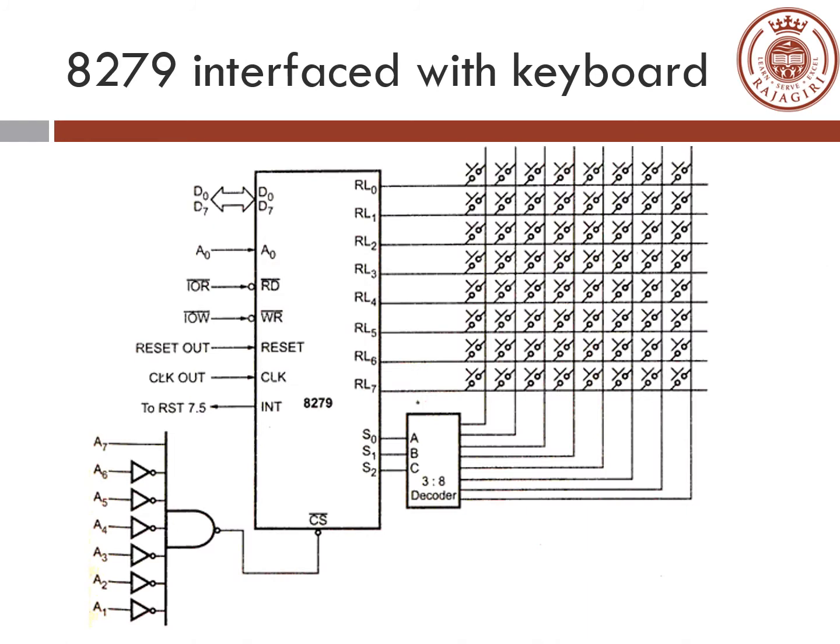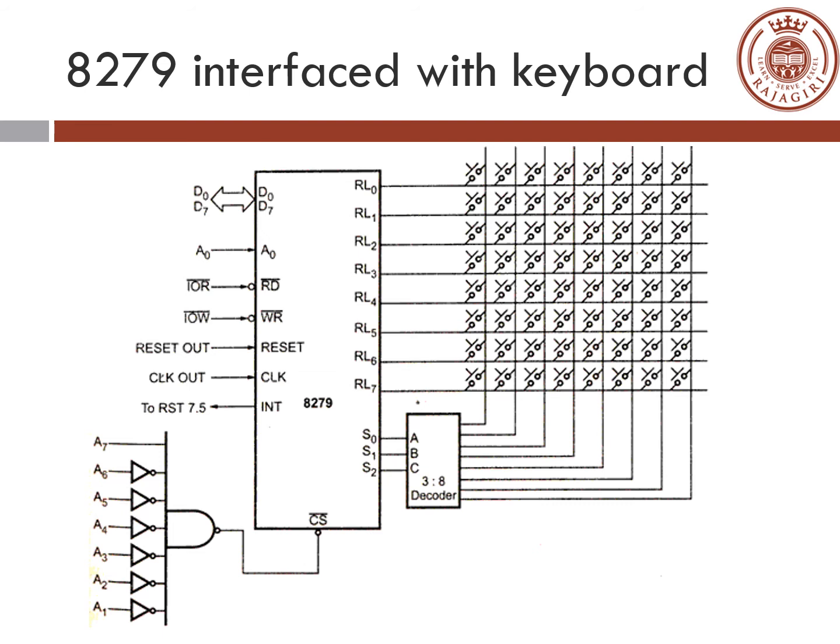So now we look at how to interface a keyboard with the 8279. Just the keyboard at first, and then we look at the matrix display separately, and then we will combine both of them and see how both of them can be connected with the 8279 single chip.